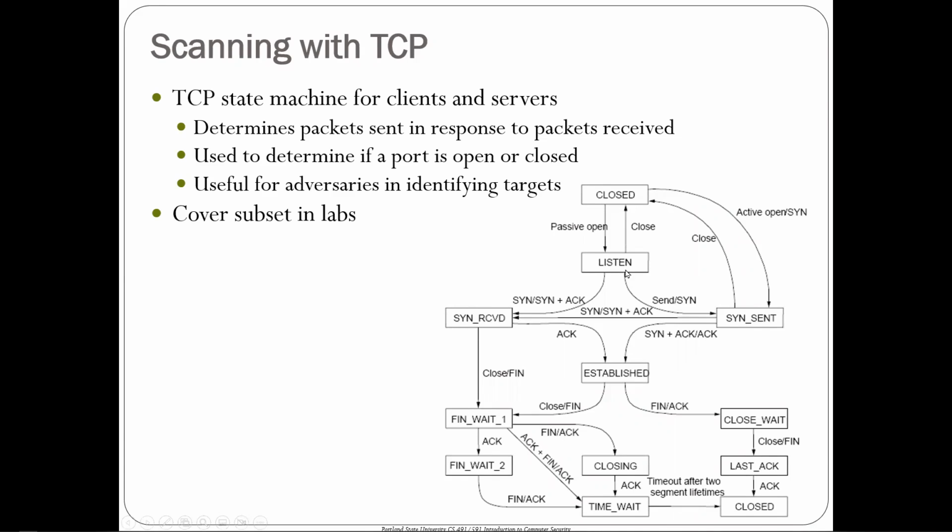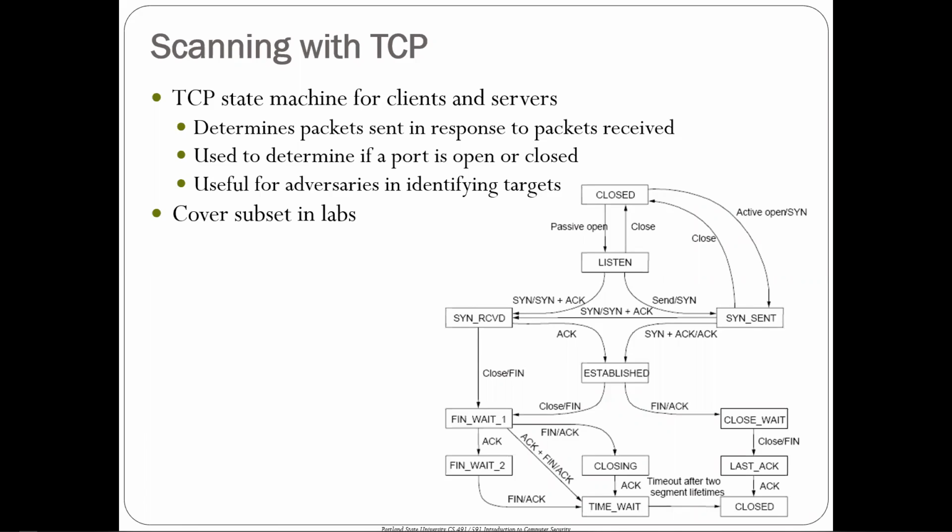When you have a server that is listening, you'll see that when you get certain packets, you will generate certain responses. And this is a partial state machine. There are other packets that you can potentially get in each one of these states. But the idea is that because this is so well defined, you can determine just by sending a TCP implementation a particular packet whether or not that port is open or closed.